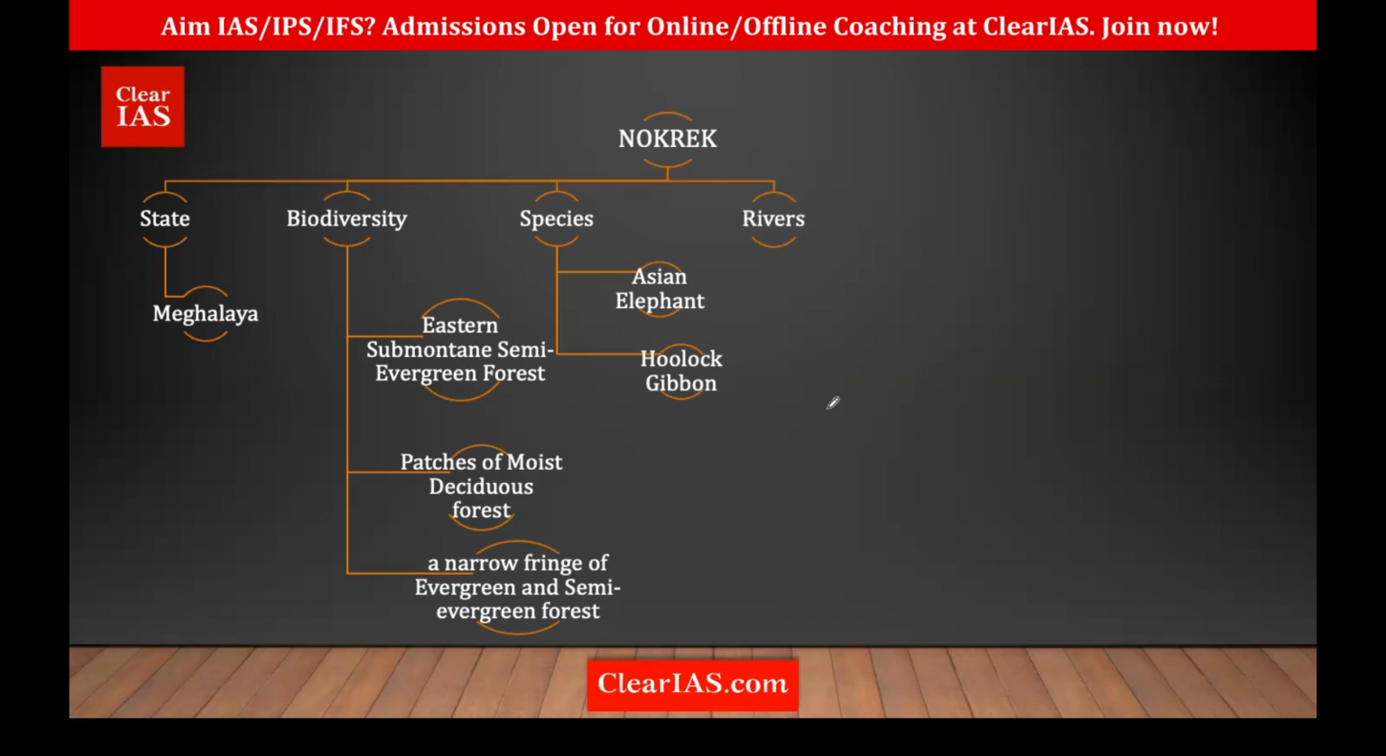Okay, and which river flows through Nokrek? There's the Simsang river. It's not that important, but just remember it's the Simsang river. And this is important: how many mountain ranges do we have in Meghalaya? We have Garo, Khasi, and Jaintia, three mountain ranges in Meghalaya. So Nokrek is part of the Garo Hills. Which tribes would be here in Garo Hills? The Garo tribes. Easy, no? So Nokrek is in the western part of Meghalaya. So there is Garo Hills, which means we can find Garo tribals there.